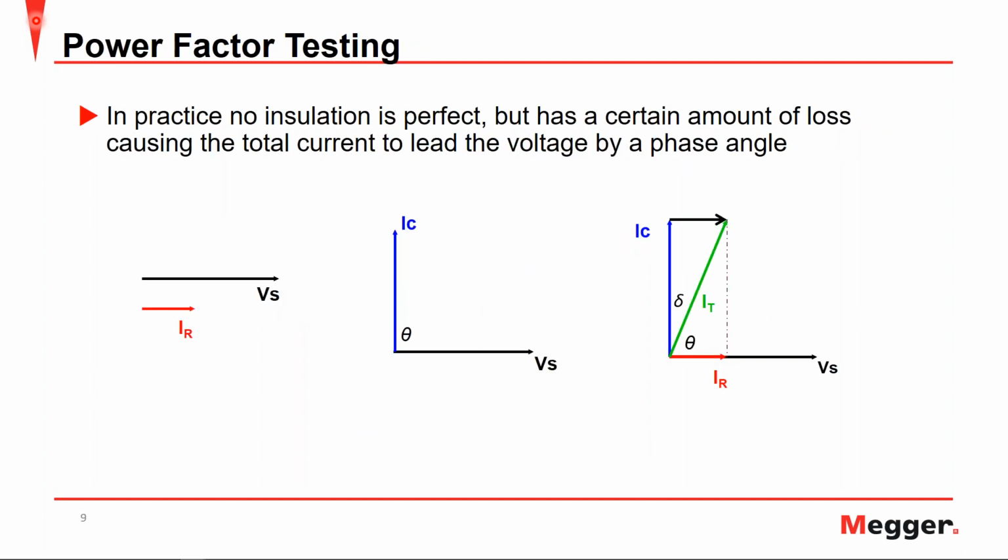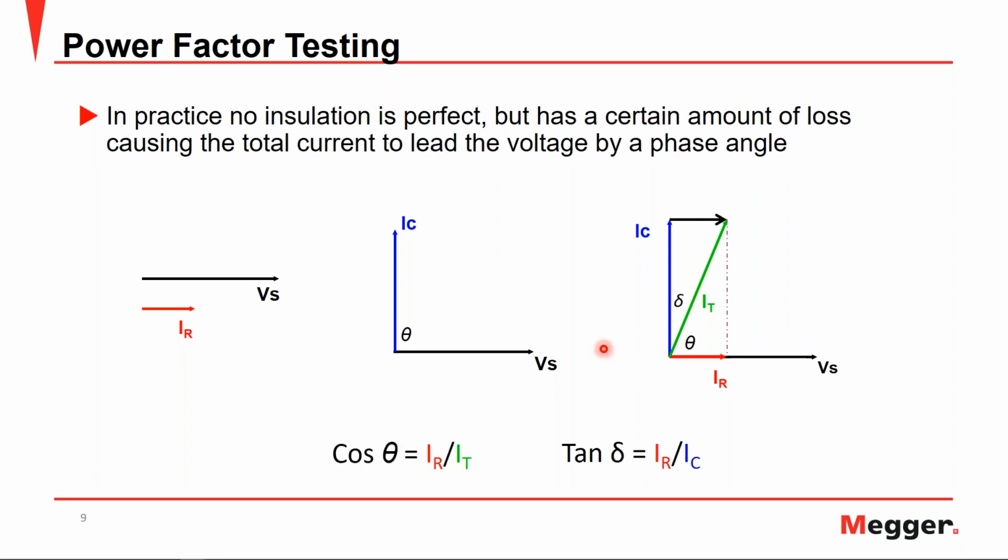Now, we all know that in practice, no insulation is perfect, and therefore there's always going to be some amount of loss or leakage current that's in phase with the voltage as seen here in this diagram. So not only will we have a component of loss or resistive current, but we'll also have our capacitive current that's still 90 degrees out of phase. And what will result is this diagram to the right, where we have a total current that's somewhere in between 0 and 90 degrees, resulting in this theta angle here, and a delta angle. The theta is your angle between your resistive current and your total current, where your delta is between your total current and your capacitive current.